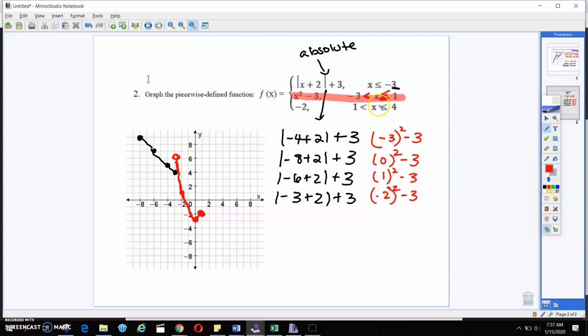Okay? Our last little section is this equation. Okay? So this happens on the interval of 1 to 4. Okay? So at 1, if I plug 1 into this equation, what do I get? What's the only number that's right here? Negative 2. So at x equals 1, I'm going to plot a point at 1 comma negative 2. And that's going to be an open circle.